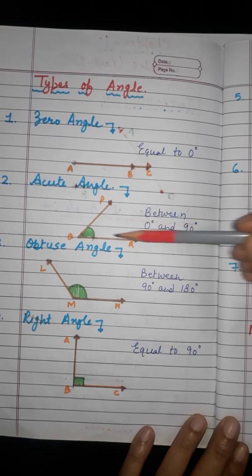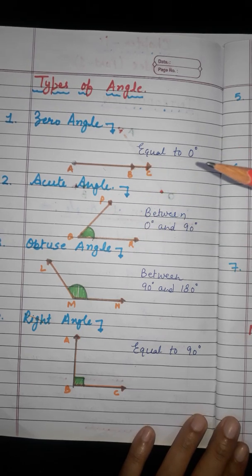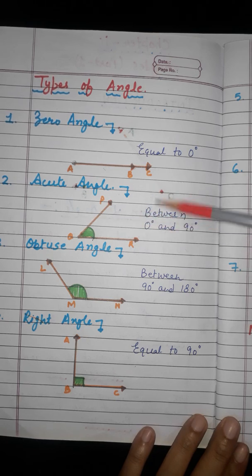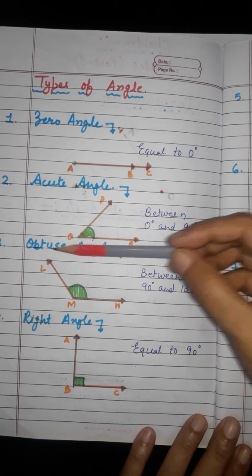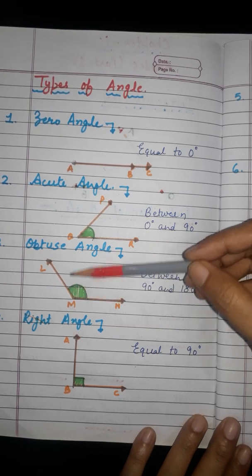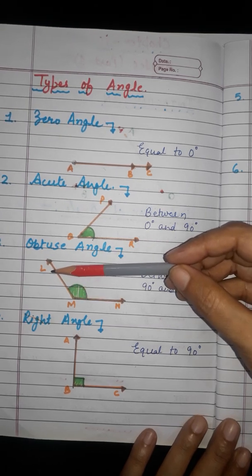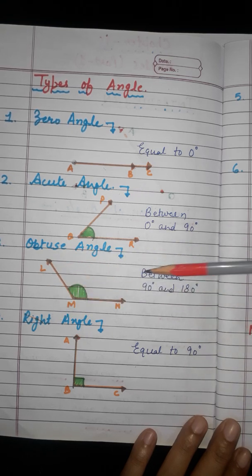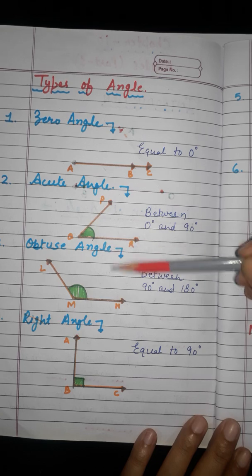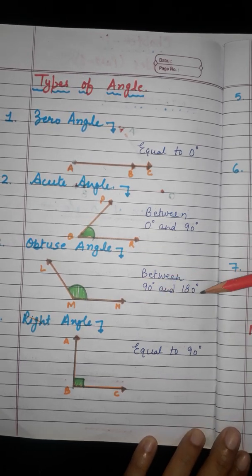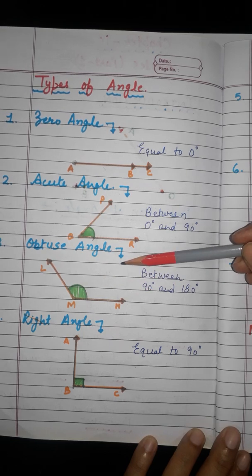We have studied the types of angles in class 4th and class 5th. We are just recapitulating those concepts. After that, the obtuse angle. Angles which are greater than 90 degrees and less than 180 degrees are known as obtuse angles. So shortly we can say that angles between 90 degrees and 180 degrees are known as obtuse angles.